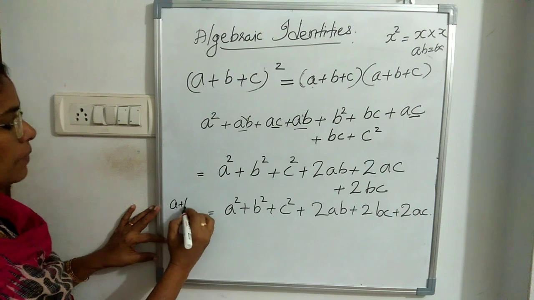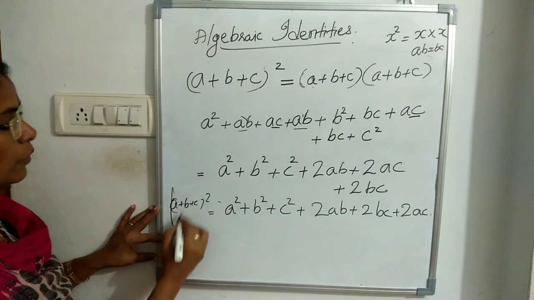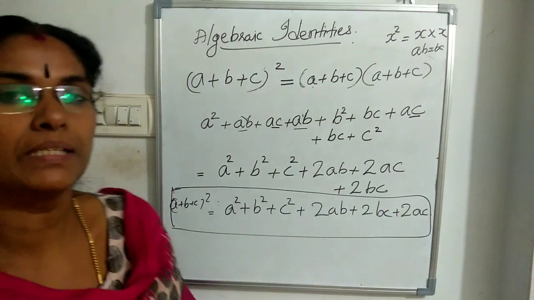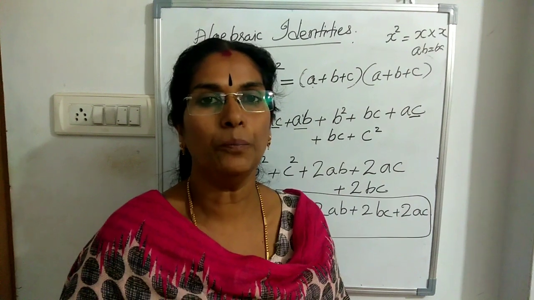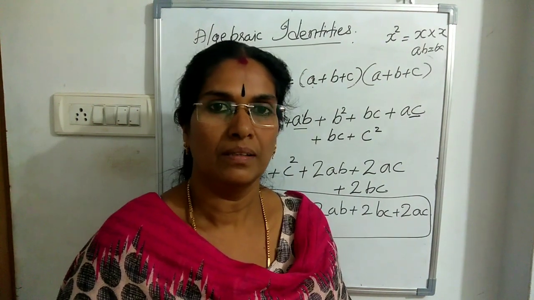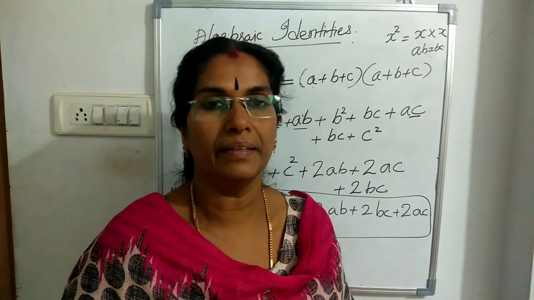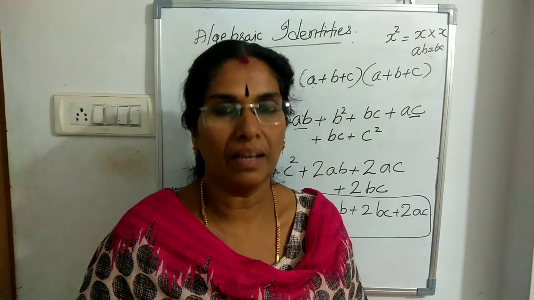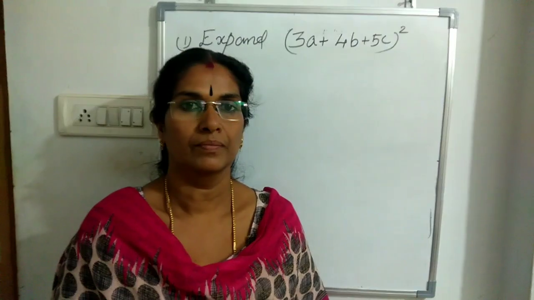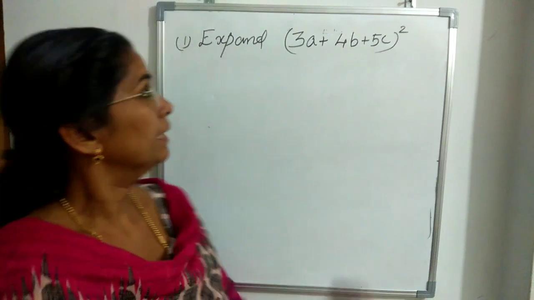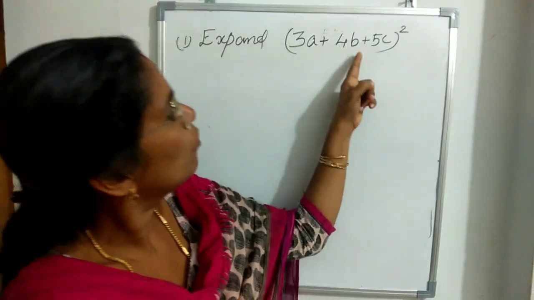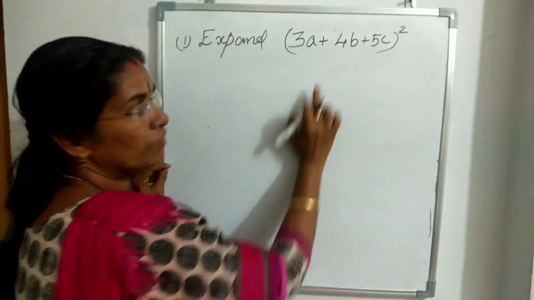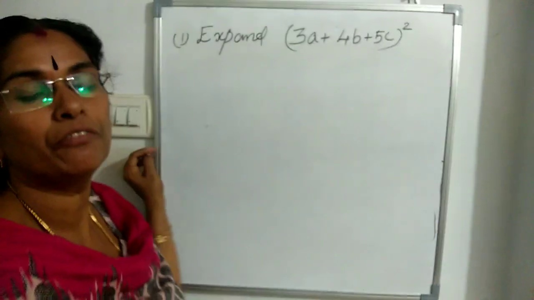That is (a plus b plus c) whole square is equal to a square plus b square plus c square plus 2ab plus 2bc plus 2ac. This is a very important identity. Using this identity, we can expand and factorize, which we can learn today. We can solve the first question: expand (3a plus 4b plus 5c) whole square. Expand. So first you have to check which form the given question is in.